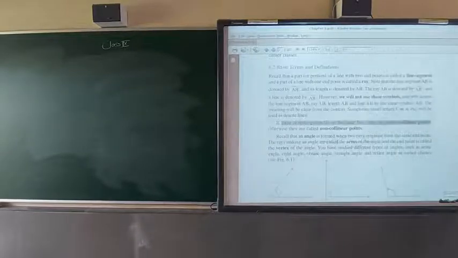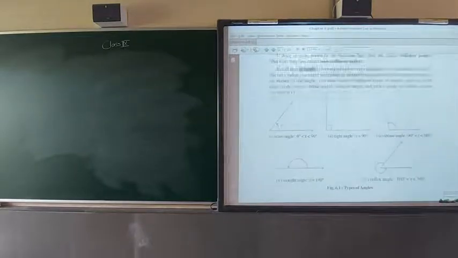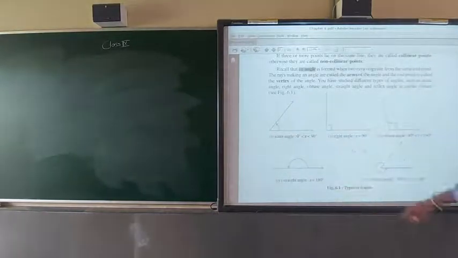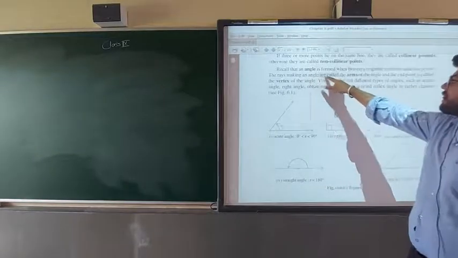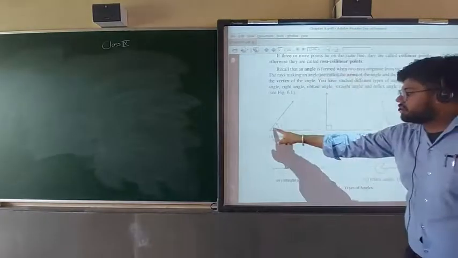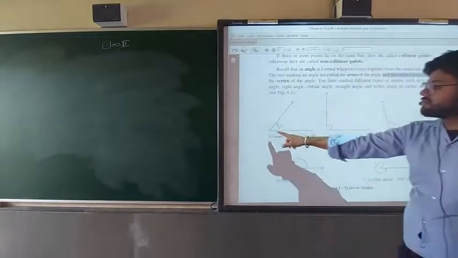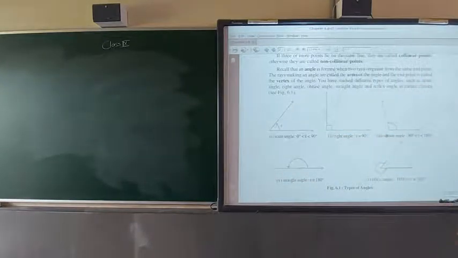Now the next one is angle. Mark from here: what is an angle? An angle is formed when two rays, these are the rays, originate from the same endpoint. The rays making an angle are called arms. These are called the arms, okay? And the endpoint is called the vertex. This one will be called a vertex. So mark up to there.